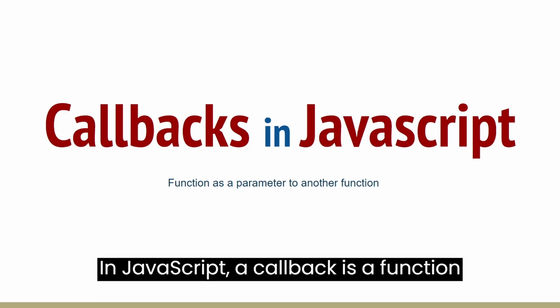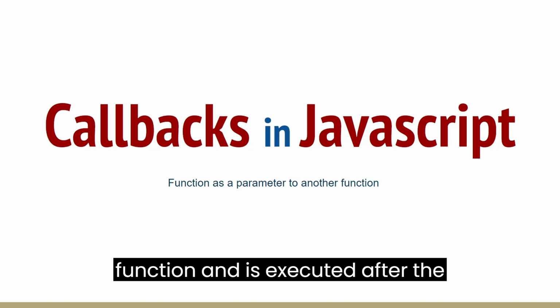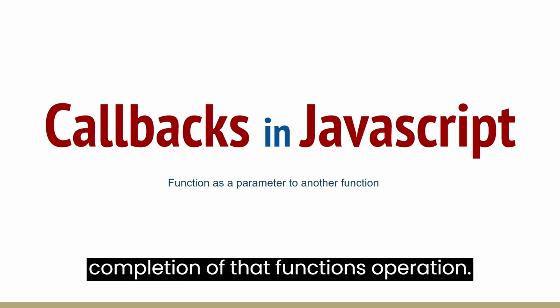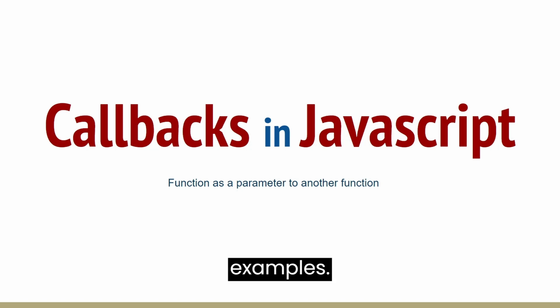In JavaScript, a callback is a function that is passed as an argument to another function and is executed after the completion of that function's operation. Let's begin to understand it using code examples.